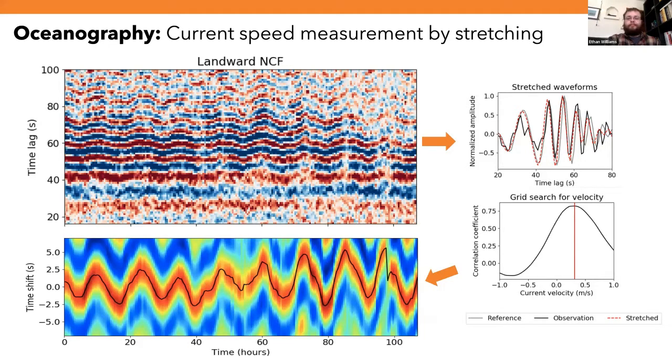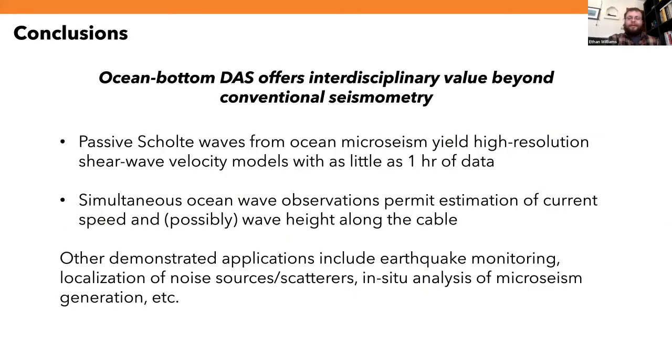Next slide. And so to conclude my 3-minute super lightning talk, ocean bottom DAS offers some pretty broad interdisciplinary value beyond conventional seismometry, with passive Scholte waves being used with only 1 hour of data very easily for shear wave velocity tomography, and the simultaneous ocean wave observations being used for current speed, potentially even wave height estimation once the amplitude measurements are better calibrated. And if you'd like to talk more about this, I encourage you to visit my poster or email me. And there's many other applications we've been exploring as well along these lines. Thanks.